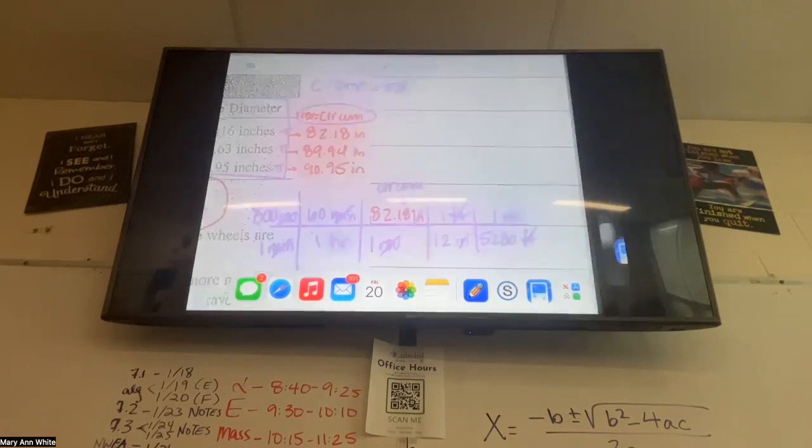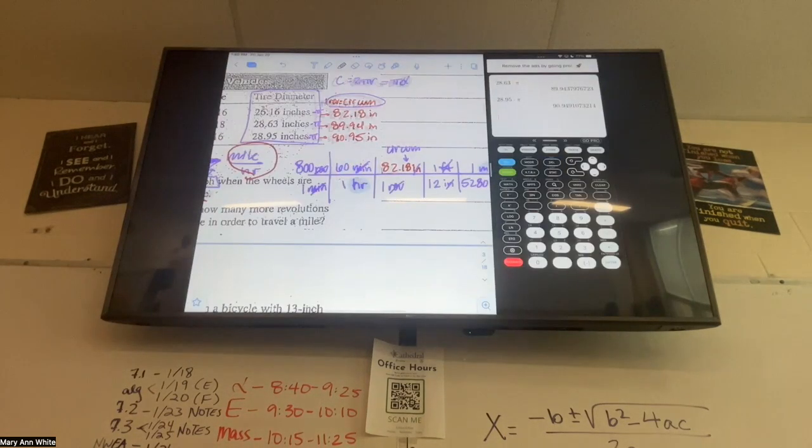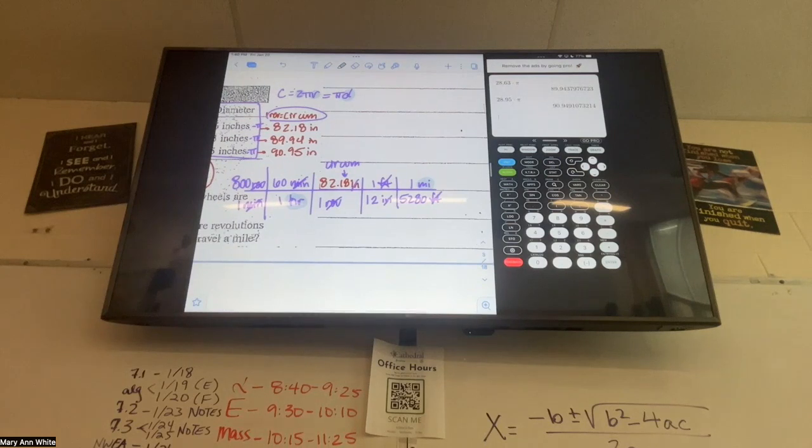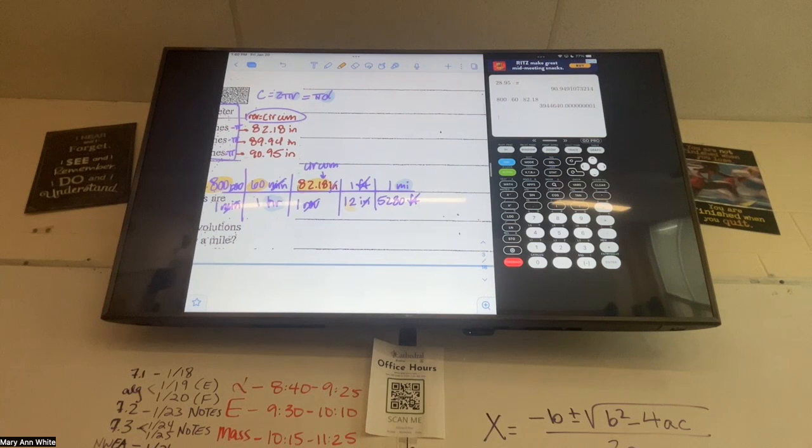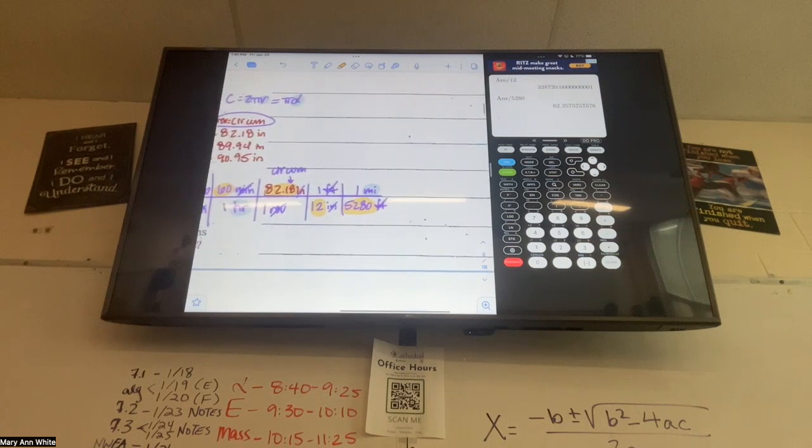You know, I do this a little old school, so you can be a little less careful than I am, but I'm going to multiply the tops together. So I'm going to multiply 800 times 60 times 82.18. Good. And then now I'm going to divide that by 12. I'm going to press enter. So divide by 12, enter. And then I'm going to divide by 5,280. And then I press enter. All my numbers are taken accounted for.